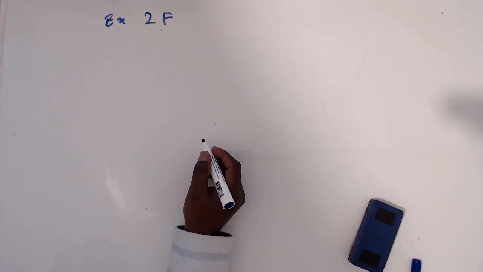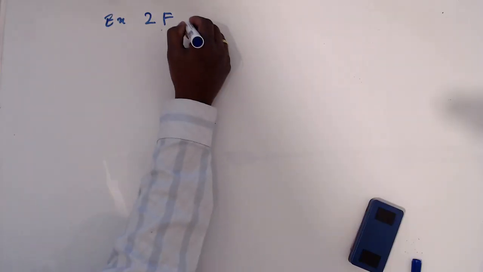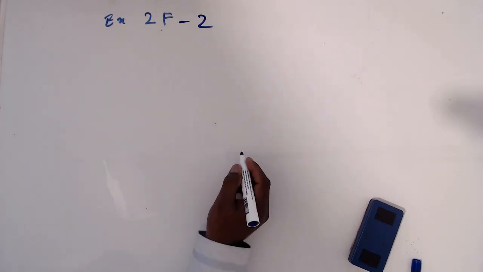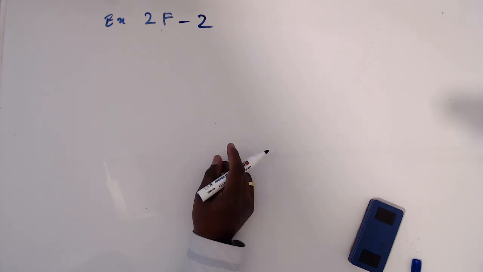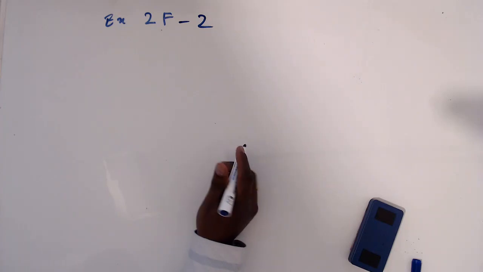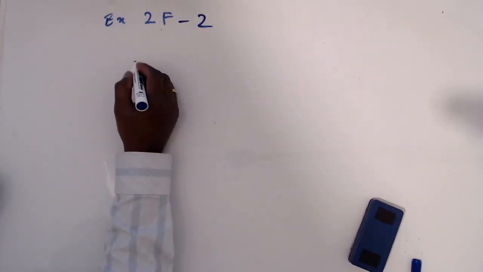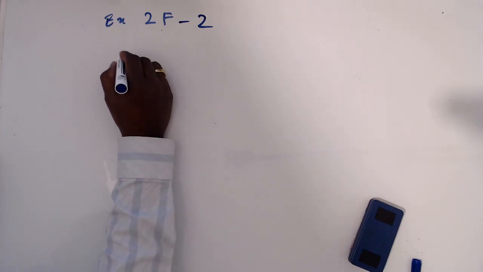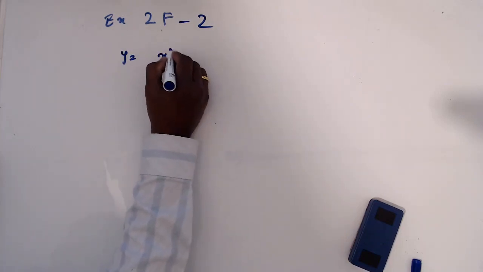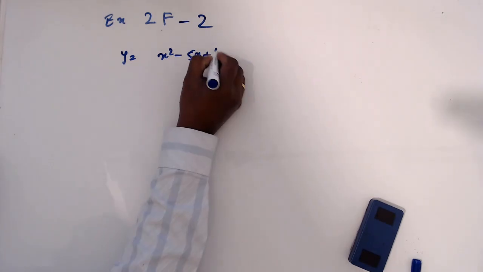Let's discuss exercise 2F question number 2. Before that, let me discuss a few sums. I'll take this one, x square minus 5x plus 6.